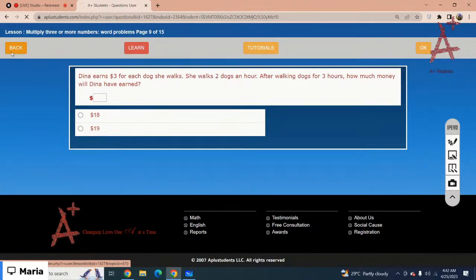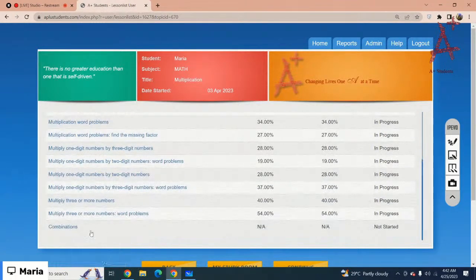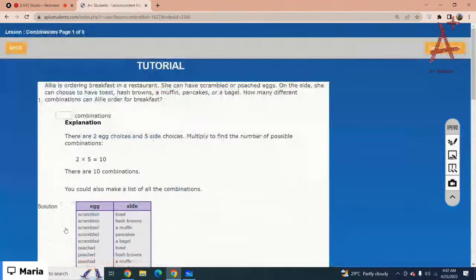Okay, let's just move on to the next lesson. That would be combinations, and that would be the last lesson of the chapter, multiplication. Let's just start with the next lesson.